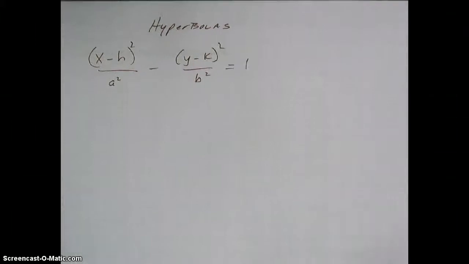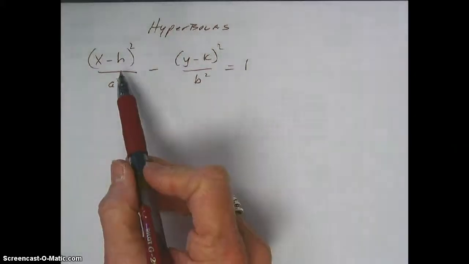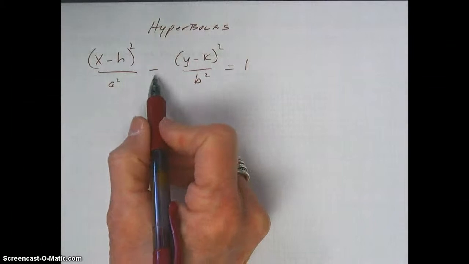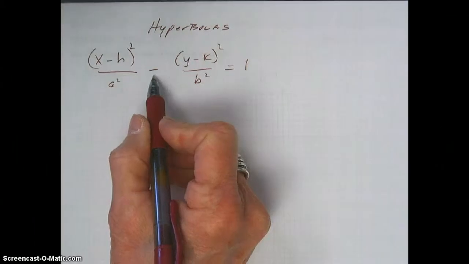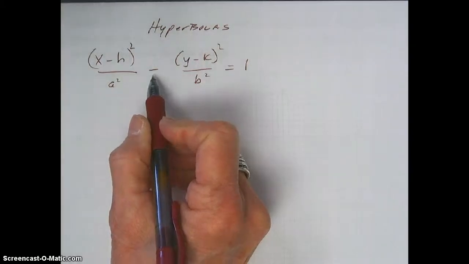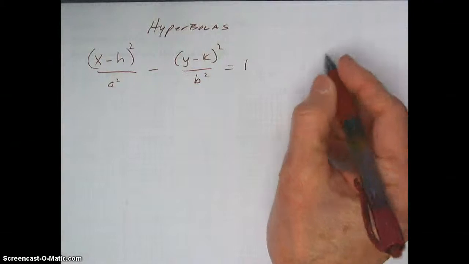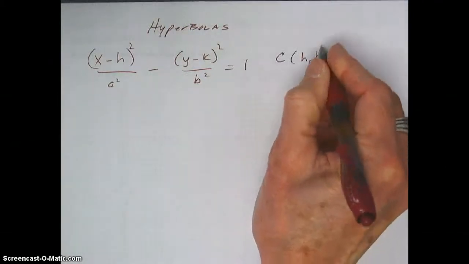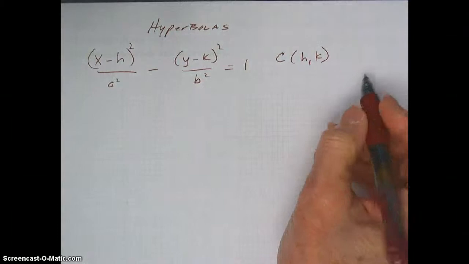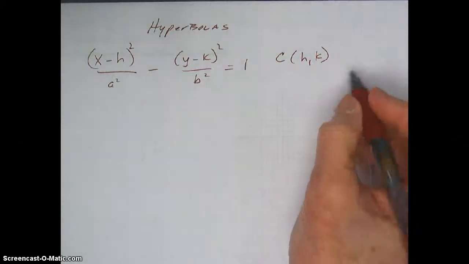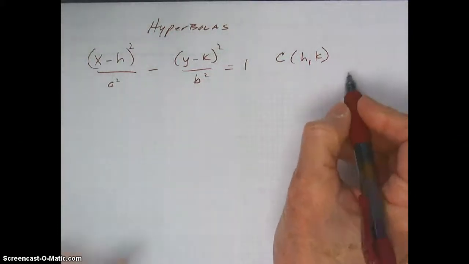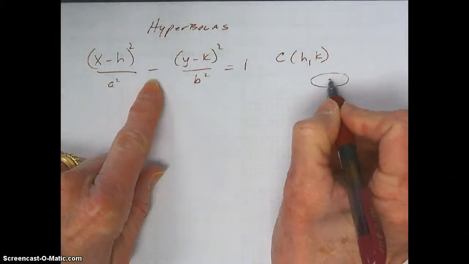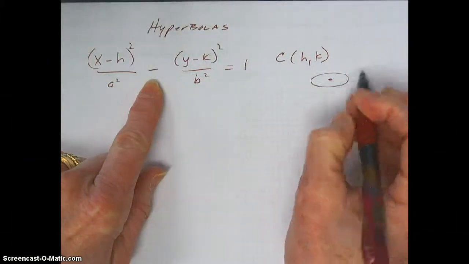Notice that it should look very similar to an ellipse, but there's a major difference, and that major difference here is this negative sign. What I want you to get the idea of is the center of a hyperbola is still going to be (h, k), but watch what happens when I get a hyperbola. It's almost going to be an ellipse, but we're going to turn the ellipse.